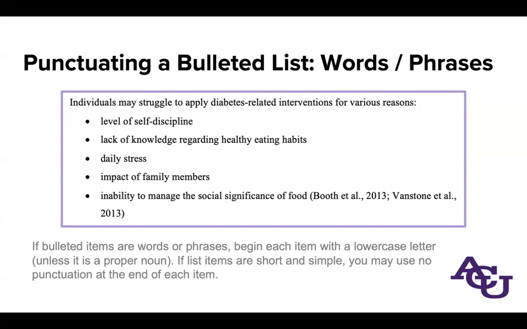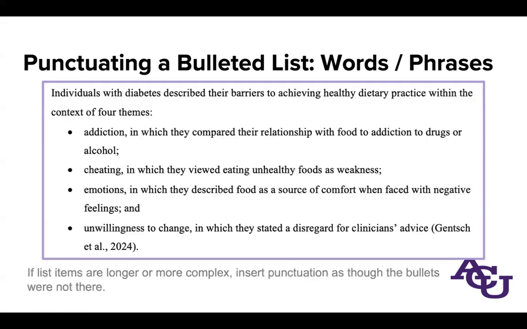If the bulleted items are short and simple, you do not have to have punctuation at the end. And you also should start them with a lowercase letter unless it happens to be a proper noun. So all of these are lowercase and none of them have punctuation at the end because they're pretty short, simple words and phrases that we're presenting here. Now that's option 2 of what to do with a bulleted list. Let's look at option 3.